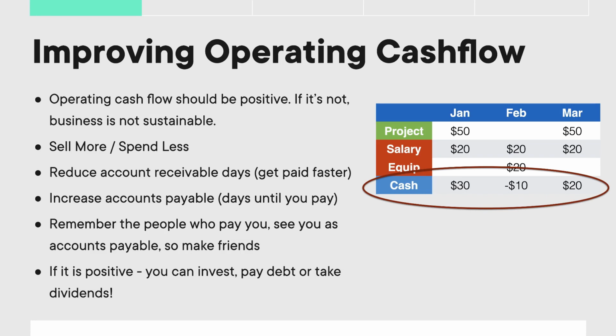Now, if you have a positive cash flow, which you should aim to have, meaning you're making more money than you are spending, then actually you have what's called free cash flow. That means that you have money that you can either invest by buying something that's going to help you grow your business, or maybe invest in education or in another project, or you can pay your debt, or you can take dividends, which means that you're getting extra money on top of your salary. So that's an amazing thing, and we'll talk about this in the next video.